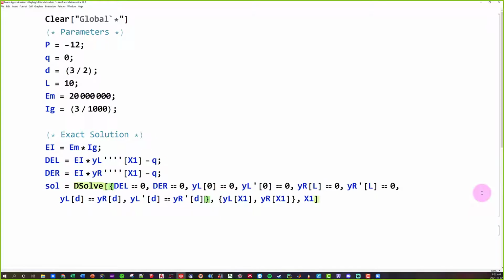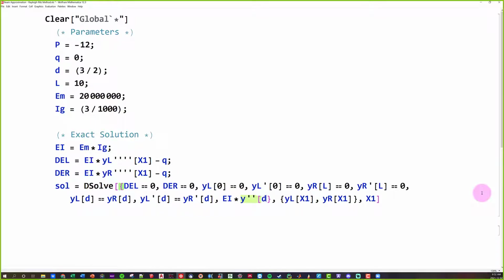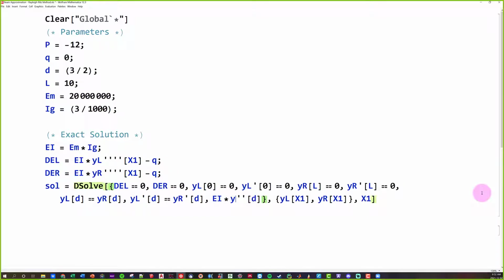And then we also said that moment also has to be the same. So remember that moment is EI times Y double prime at D. And I guess this is YL. And this has to be equal to EI times YR double prime at D.